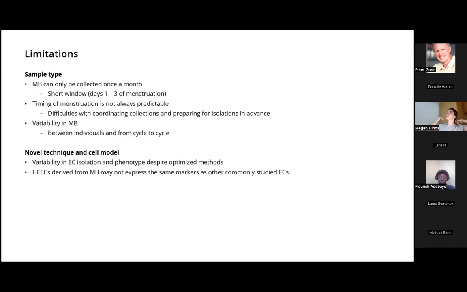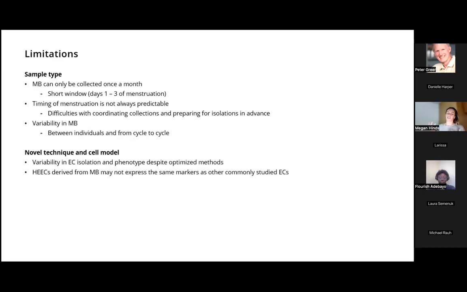And there's also high levels of variability in menstrual blood itself. So not only between individuals, but also from cycle to cycle. And I have firsthand experience with this. The yield of cells, the consistency, the amount is very variable. And finally, just the development of a novel technique.